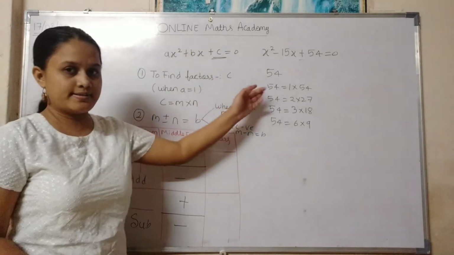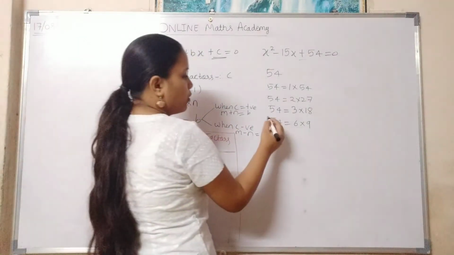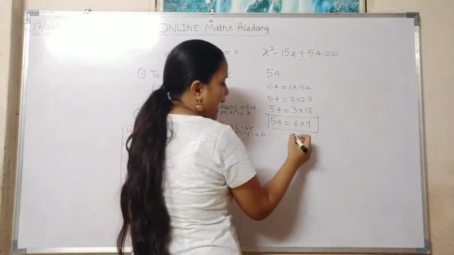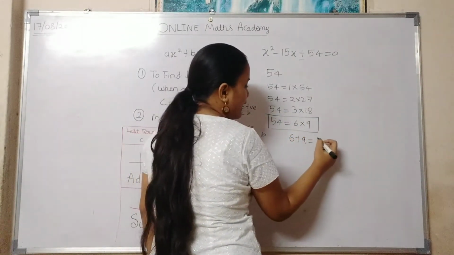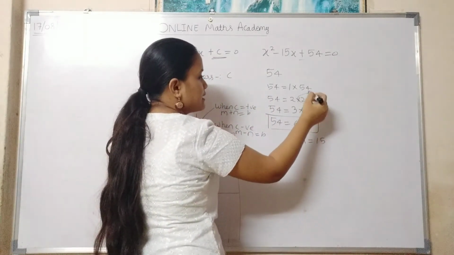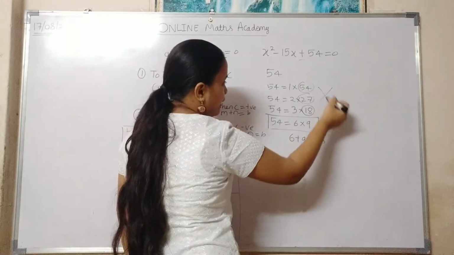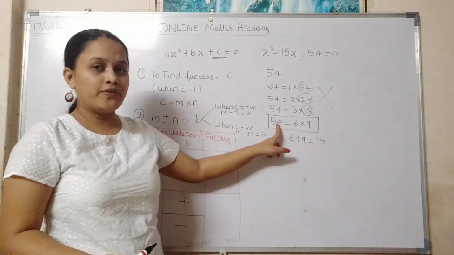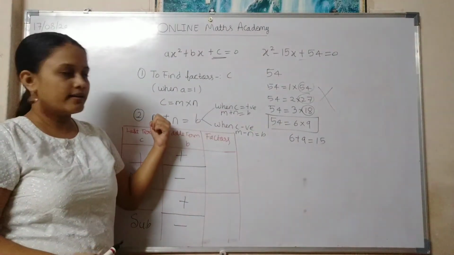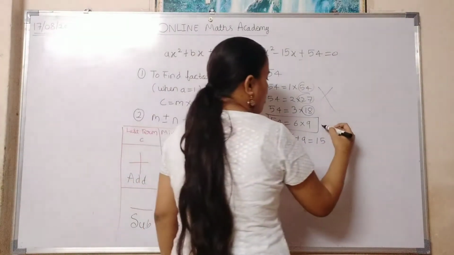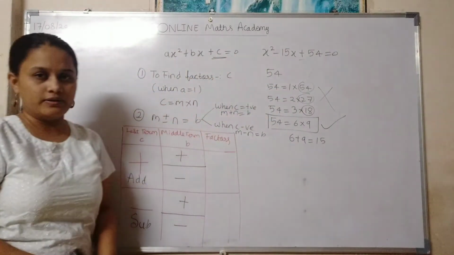Now we'll come to the sum. Here the only condition is 6 into 9. When I add 6 plus 9, I get 15. All the other factors here are bigger than 15, so we don't need to look at them. Only 6 into 9 gives me 54 and also satisfies the second condition, that 6 plus 9 is 15. So I will go with this factor.